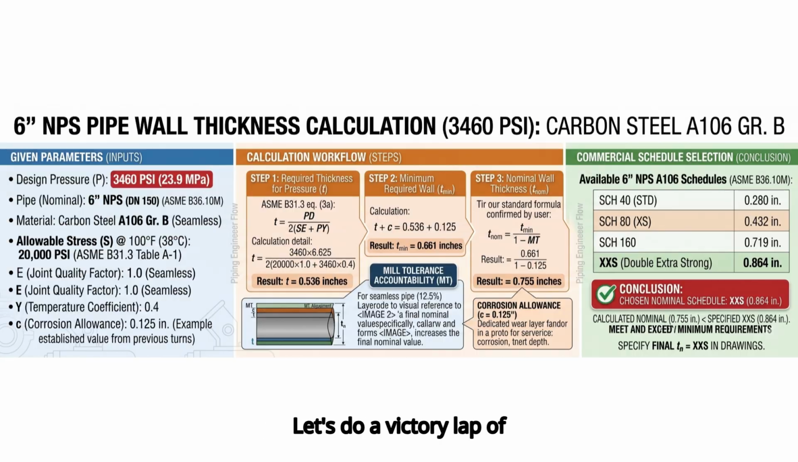Let's do a victory lap of what we've mastered today. We defined the nominal size, applied the ASME B31.3 formula while considering material stress and temperature, and finally, we accounted for corrosion and mill tolerances. Your design is now bulletproof.